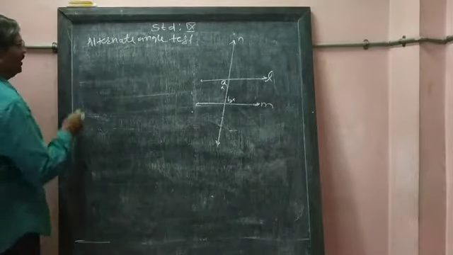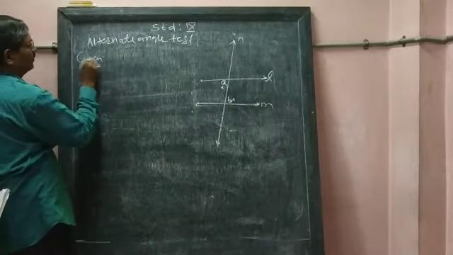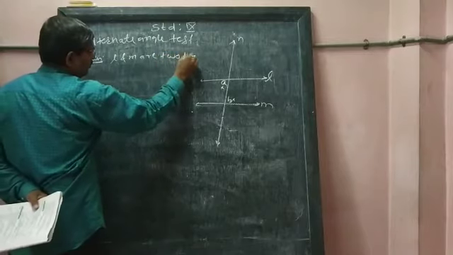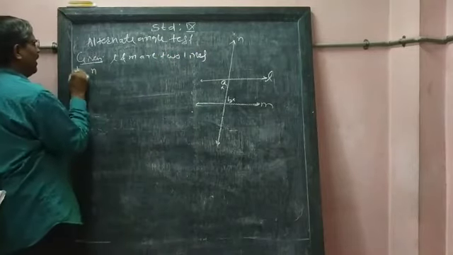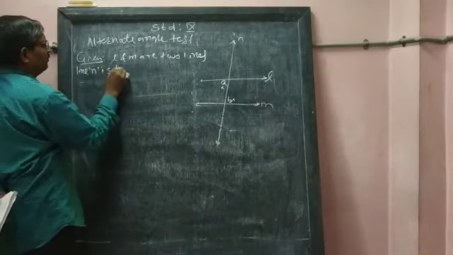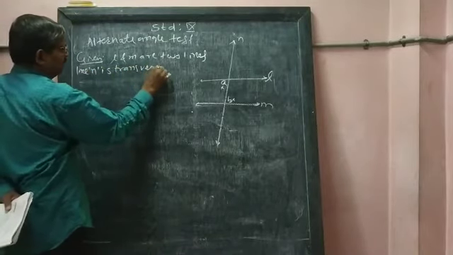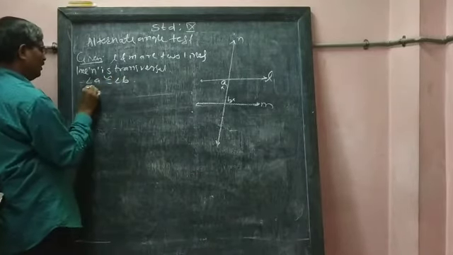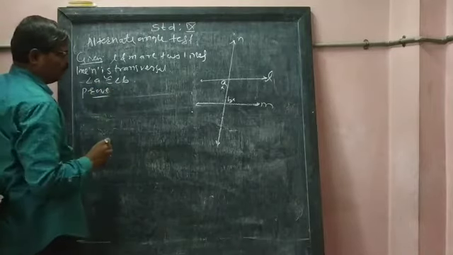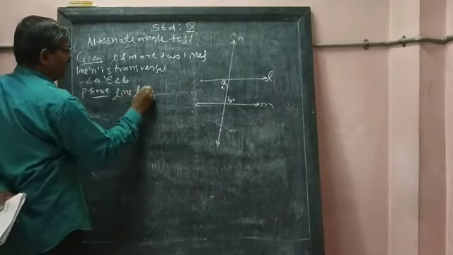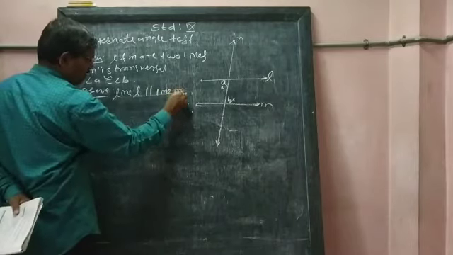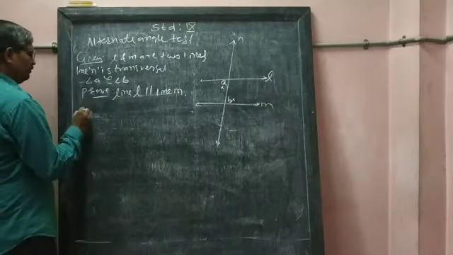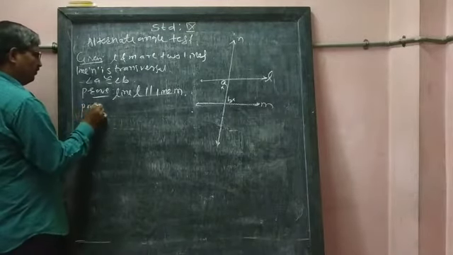How will you prove? Look here, given: L and M are two lines. Line N is transversal. Angle A congruent angle B. You should prove line L parallel line M. So what to do? We will check it. Here, proof.